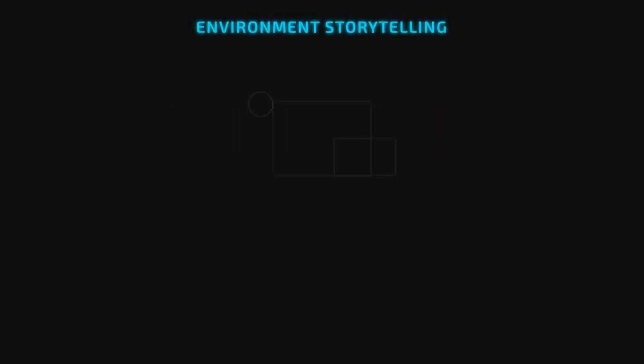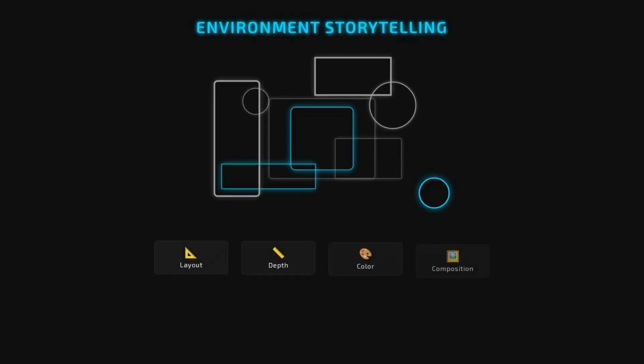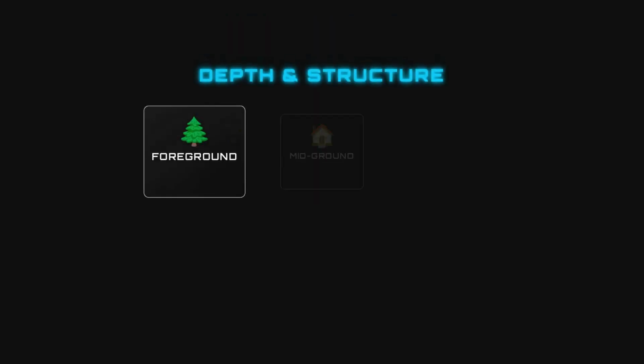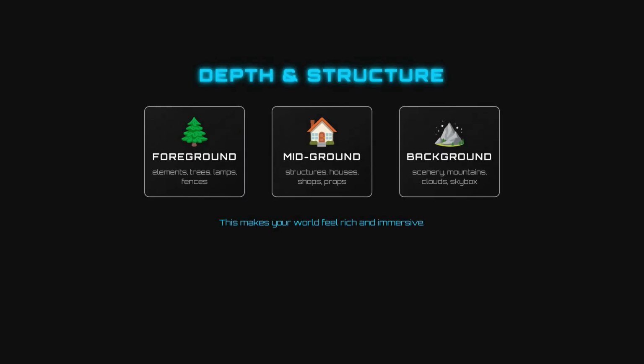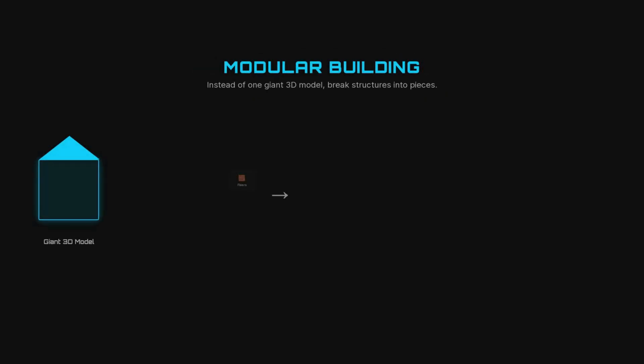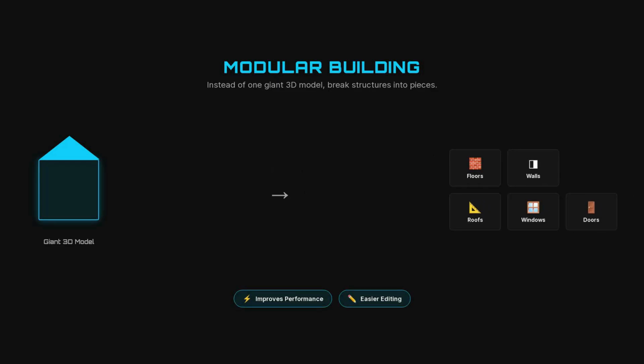professional. Once you understand floors, walls, and props, the next step is environment storytelling, using layout, depth, color, and composition to create visually engaging spaces. Professional worlds use depth and structure: foreground elements, midground structures, background scenery. This makes your world feel rich and immersive. Instead of placing one giant 3D model, break structures into pieces: floors, walls, roofs, windows, doors. This improves performance and makes editing easier.